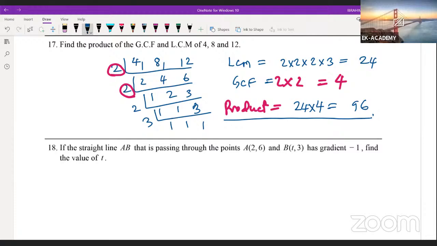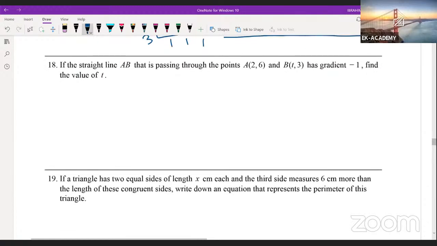We go to question number 18. If the straight line AB that is passing through the point A(2, 6) and B(t, 3) has a gradient of -1, find the value of t. So we need to understand the gradient. Gradient M is change in y over change in x. So you can say that M is y2 minus y1 over x2 minus x1.